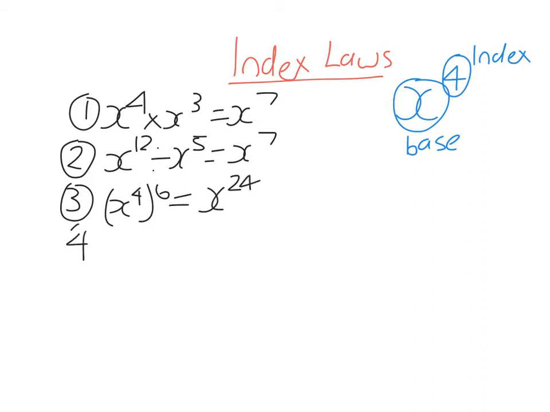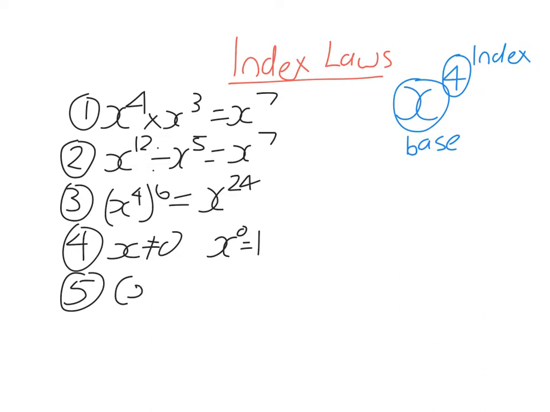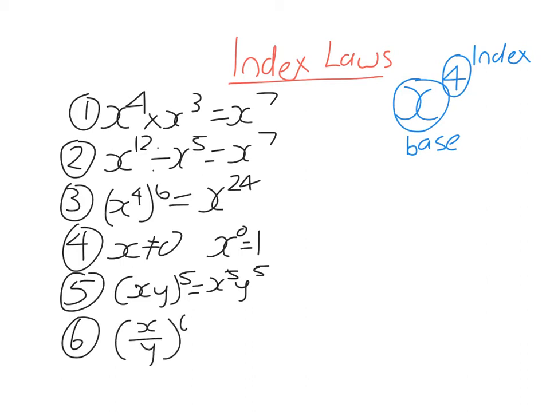We also learned that if x is not equal to 0, then x to the power of 0 equals 1. So that means 1 to the power of 0, 2 to the power of 0, 3 to the power of 0 is all 1. We also learned a couple with brackets. So if you have something like (xy) to the power of 5, you raise the first thing to that power and the second thing to that power. And if you're raising a fraction to a power, then you just raise the top thing to that power and the bottom thing to that power. So that's some very, very simple examples.